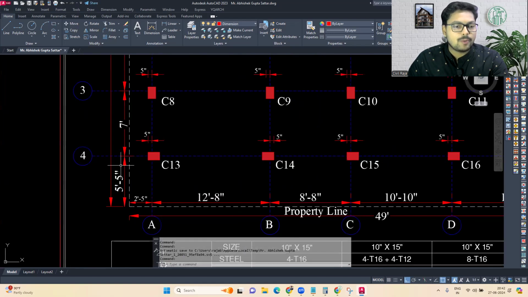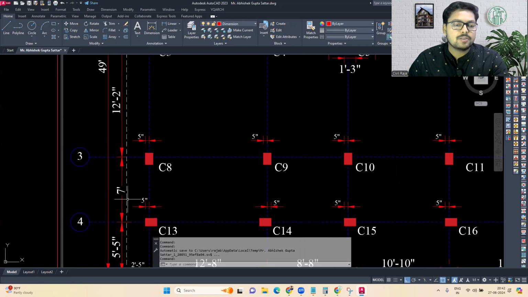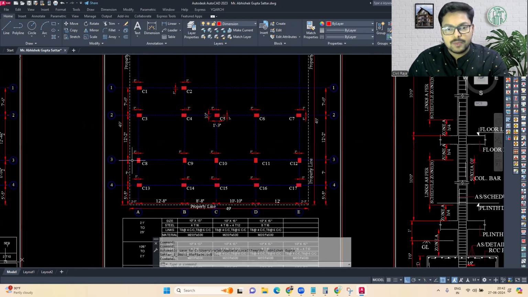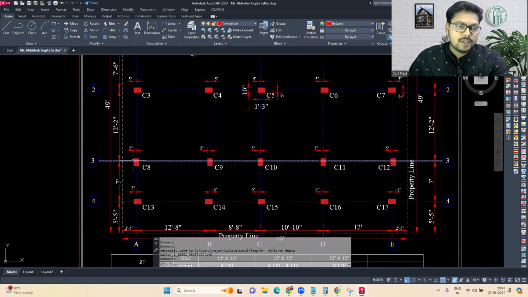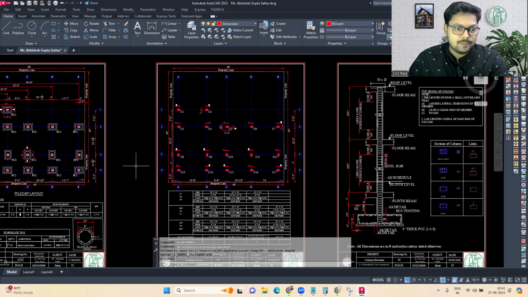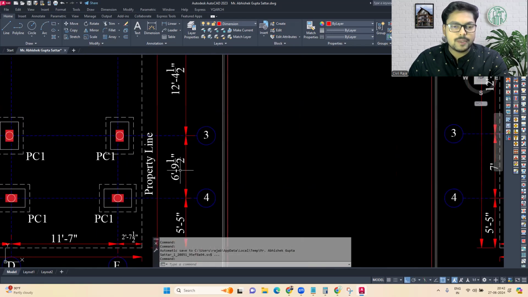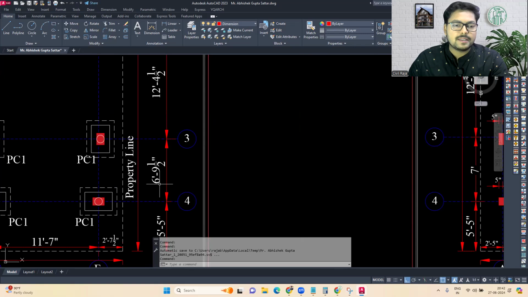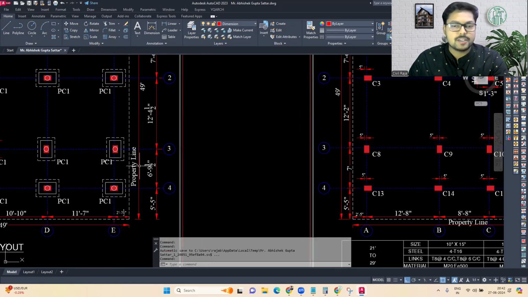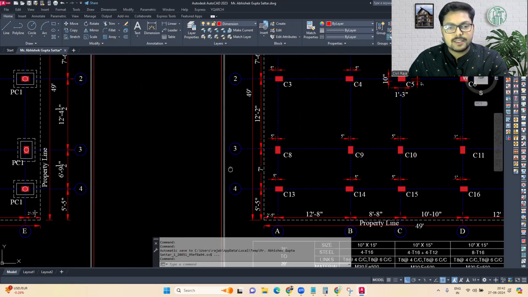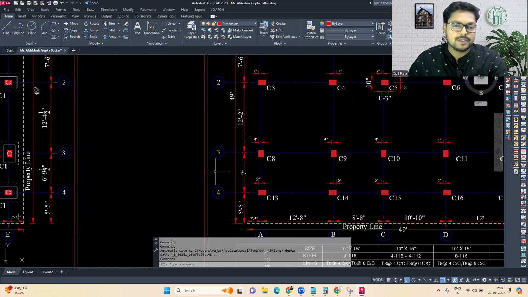Now the distances from the property line, then the center to center distance between the columns, or you can say the marking of the center lines, that should be mentioned over here. Okay, now you can see there is a gap over here in the center line itself. So basically in the pile cap, you can see the marking is at 6 feet 9.5 inches, but in this one the distance is a little different, which is basically 7 feet from here.